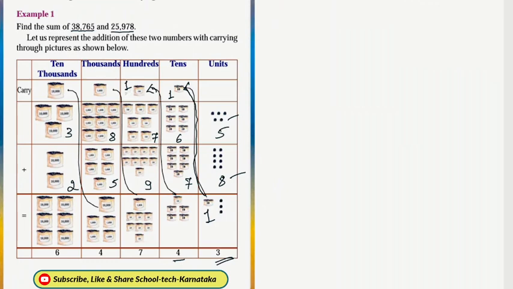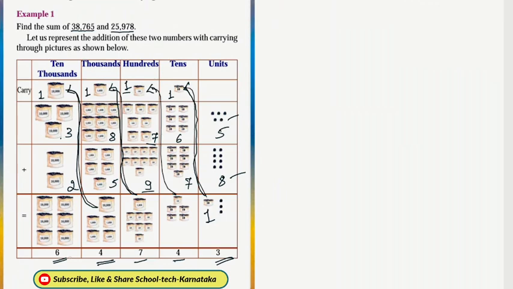So at hundreds place we have 1 plus 7 plus 9. If we add these 3 we get 17. 7 is written here and 1 is carried to the next place. Now at thousands place we have 1 plus 8 plus 5, we get 14. So 4 is written and 1 is carried to the next place. Now at 10,000's place we have 1, 3 and 2. When we add these 3 we get 6.